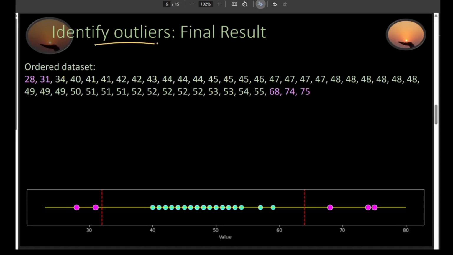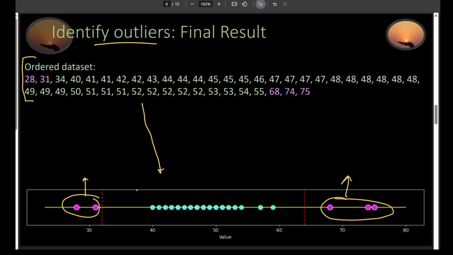Final result, this is my actual data set, and I ordered it over here. If you plot this on a number line, this is how your data set will look. Just by looking at this, you can tell that these values seem like extreme values. These are my outlier values, so I'm able to identify my outliers this way.